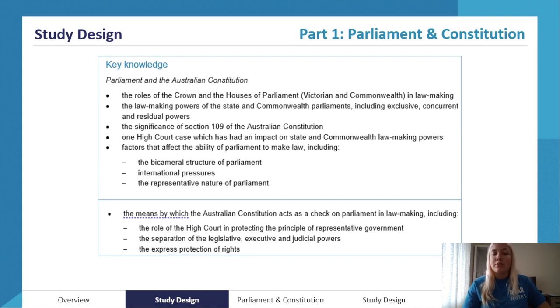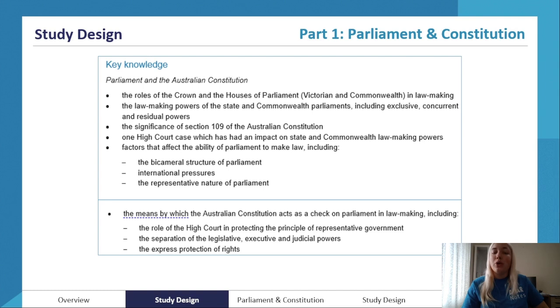And the means by which the Australian Constitution acts as a check on Parliament in lawmaking, so ensuring that there is no corruption or abuses of power. The reason the Constitution is such a strong protection for us as members of the public is because nothing in the Constitution can be changed without a successful referendum. Unlike your usual laws and acts, which Parliament can change as they wish, they just need to initiate and pass a bill, which is a proposed law. But the Constitution can only be changed by means of a successful referendum, which has happened in Australia many, many times. But due to the double majority requirement that you'll also learn about later on in Area of Study 2, most referendums in Australia are unsuccessful.